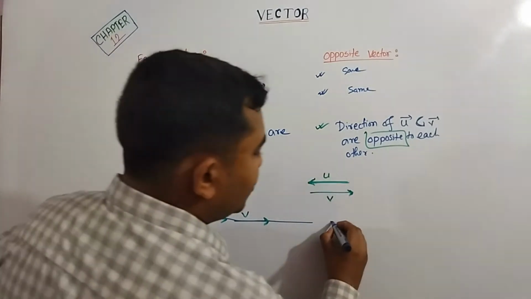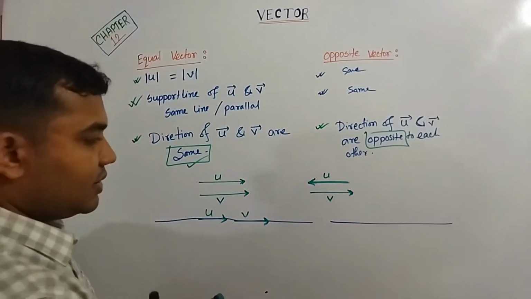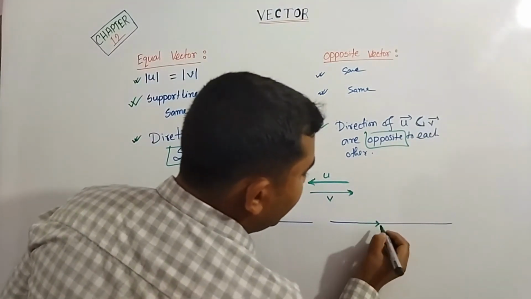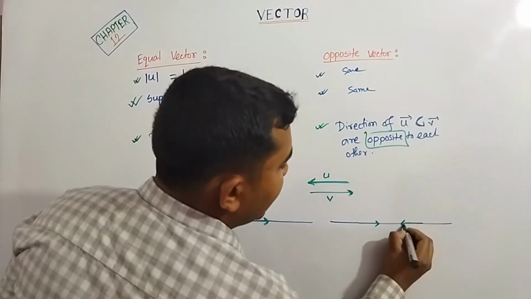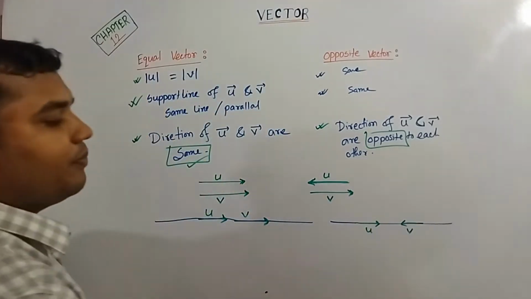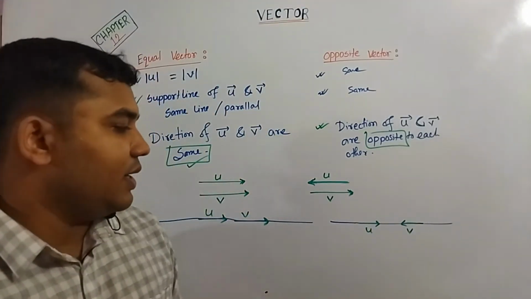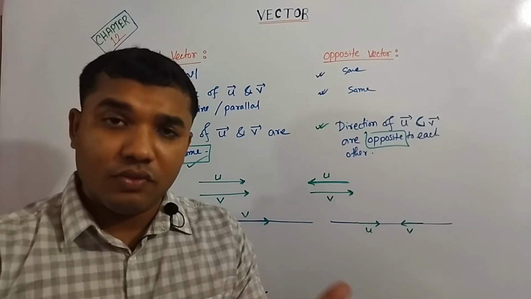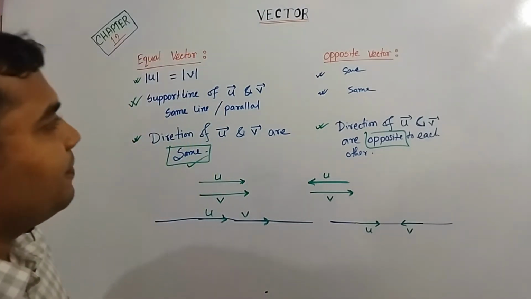If I draw a straight line like this, and the u vector is going that way, the v vector will go this way. So the directions are opposite, that's why these two vectors are exactly opposite vectors. Thank you very much.